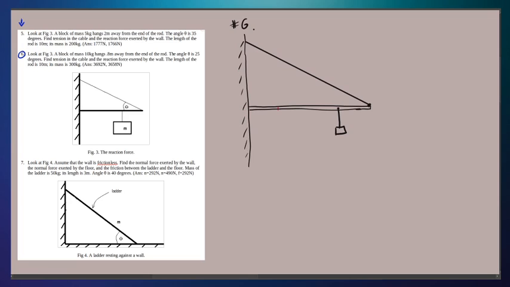This horizontal bar is in equilibrium, rotational equilibrium. It's not just in rotational equilibrium. It's also not accelerating up, down, left, or right.